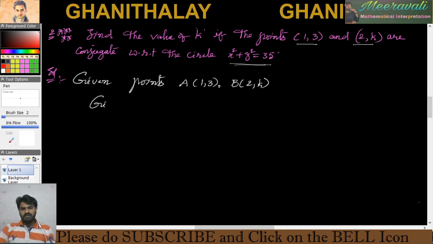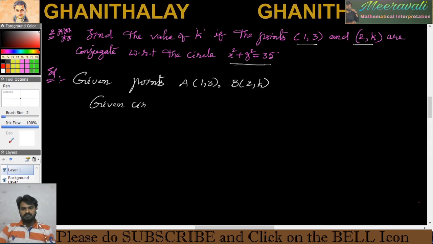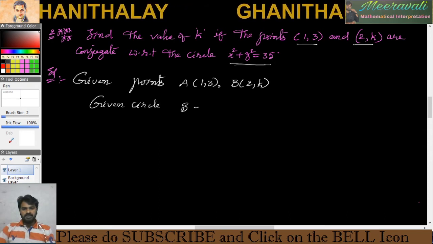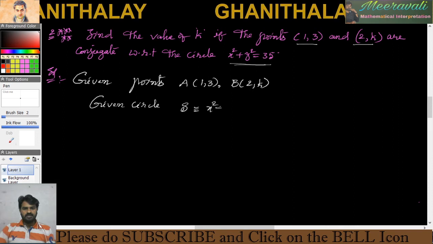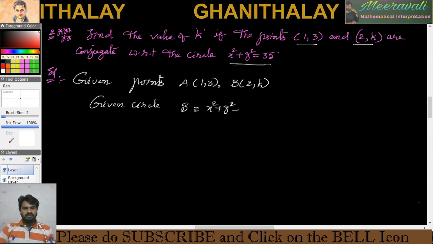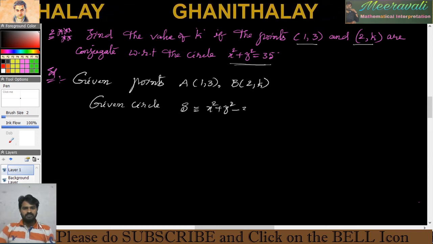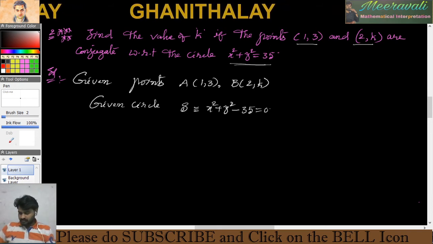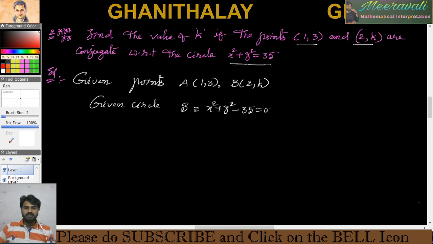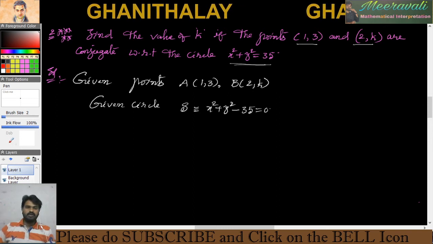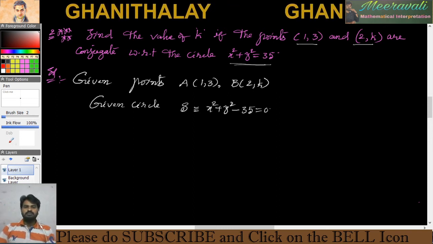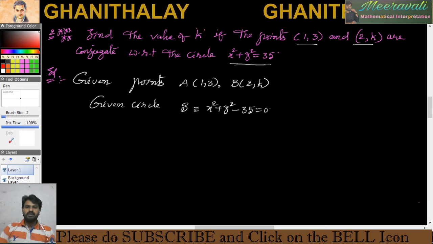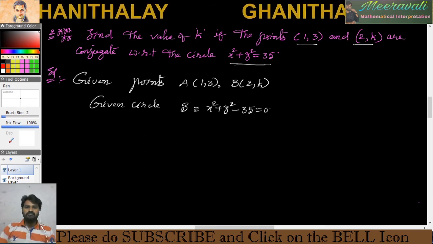Next, take the given circle. So circle also taken as S, x square plus y square. Take the constant to the left side. So 35 is equal to 0. So once more I have to check the given problem. X square plus y square is equal to 35. Okay. Now what we have to show here? So sorry, you have to find the value of k.